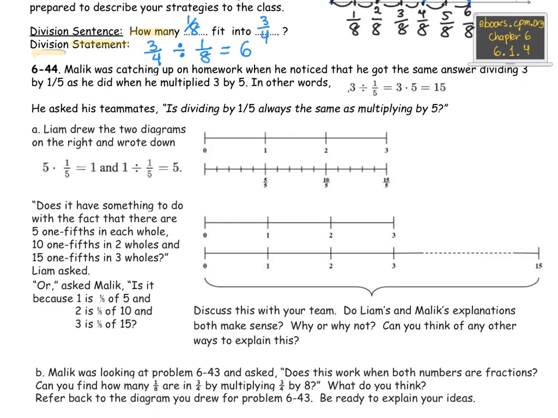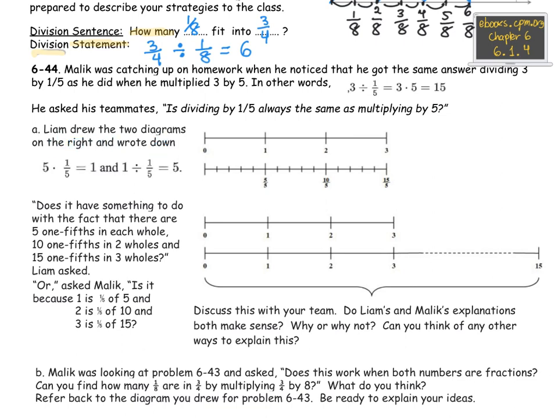Problem 6-44. Malik was catching up on homework when he noticed that he got the same answer dividing 3 by 1/5 as he did when he multiplied 3 by 5. In other words, 3 divided by 1/5, he wrote as equal to 3 times 5, which is equal to 15. He asked his teammates, is dividing by 1/5 always the same as multiplying by 5?